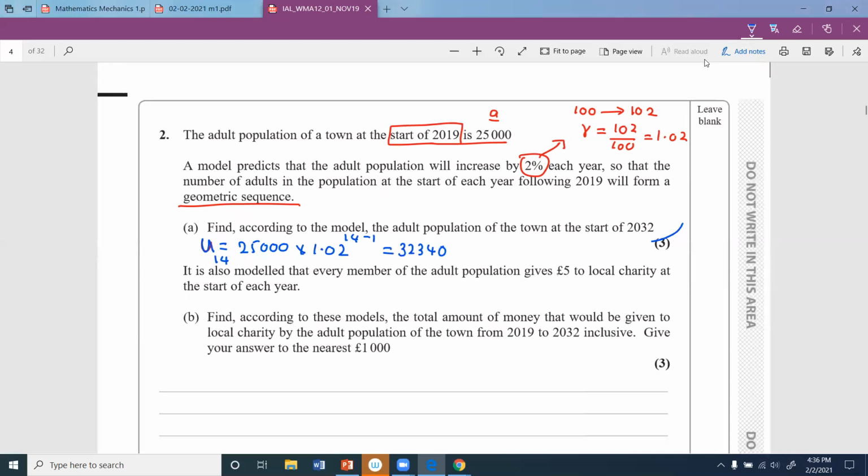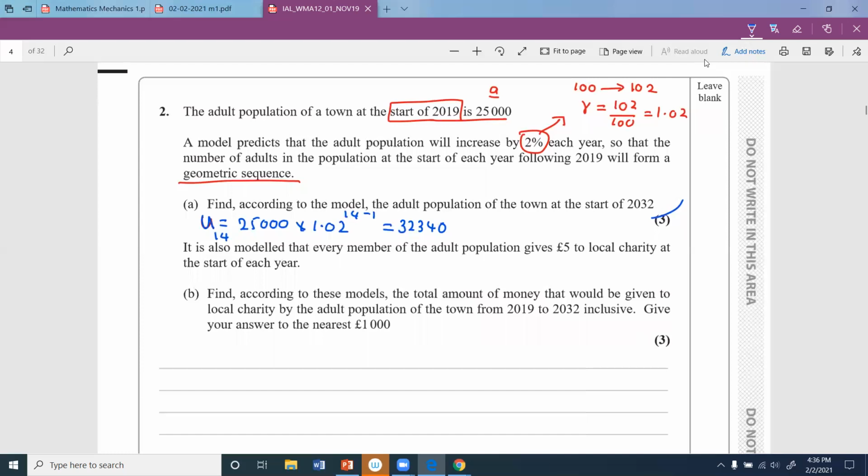Okay. Then what they mention is it is also modeled that every adult in the population gives 5% for the charity. For the local charity at each start of each year, find according to this model the total amount of money that will be given to the local charity by the adult population of the town from 2019 to 2032 inclusive. Give your answer to the nearest pound.